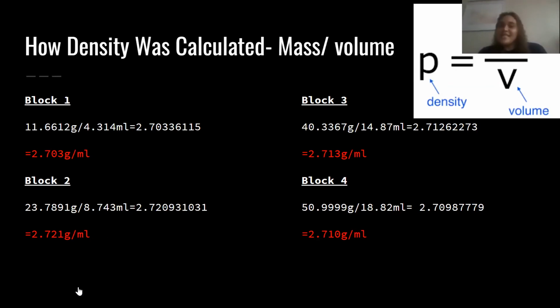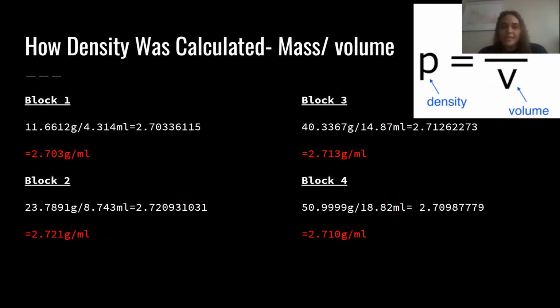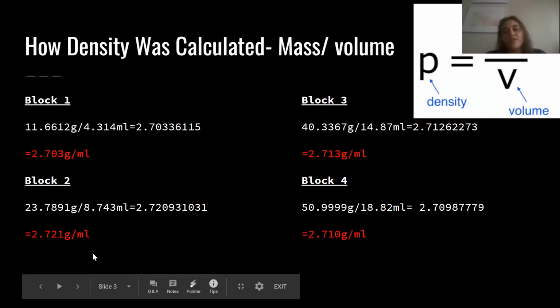I also did the density calculation, and that's mass divided by volume. So for block one, I did the mass divided by the volume and got 2.703 grams per milliliter. Block two, the answer was 2.721 grams per milliliter. Block three, I got 2.713 grams per milliliter. And block four, 2.710 grams per milliliter.